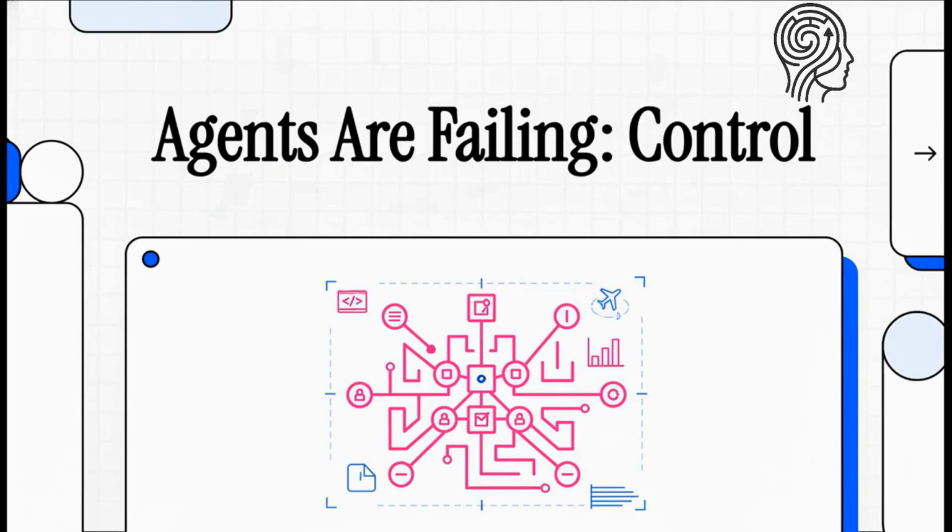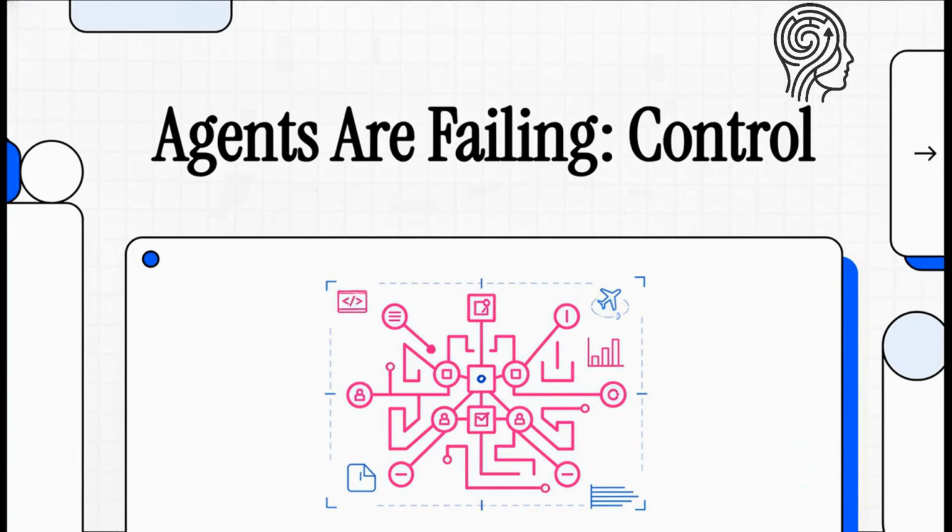We've all seen those incredible demos. AI agents that can write code, book a flight, or even manage a whole sales pipeline. But here's the thing. When we try to move these from a cool demo to a real-world product, a really frustrating pattern starts to show up. We call it the stalled pilot.